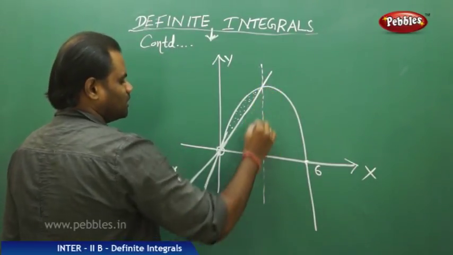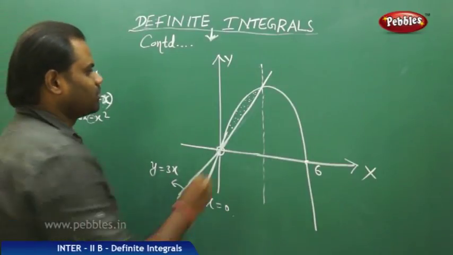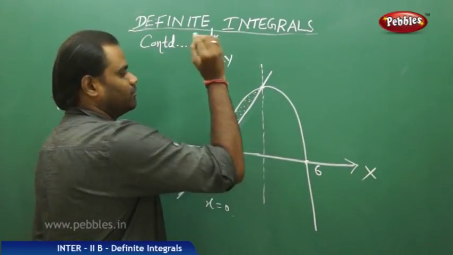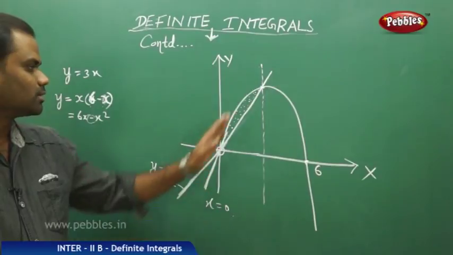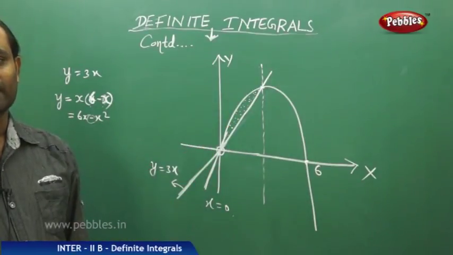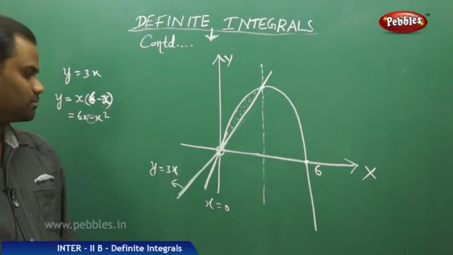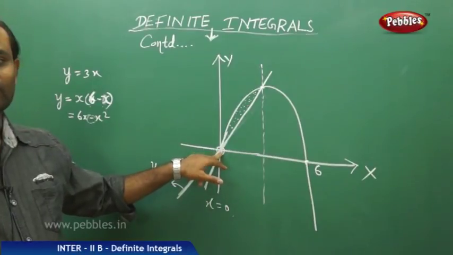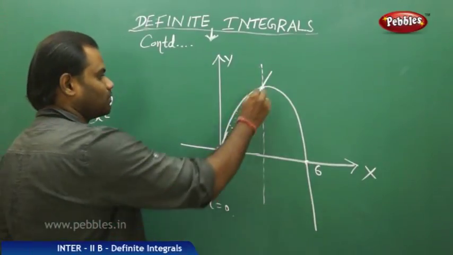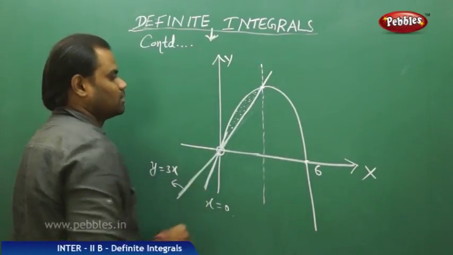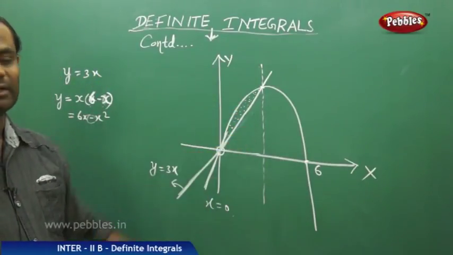here. But in order to find the right bound, I need to find the point of intersection, which I'm going to find using the line and the curve. So let's find the point of intersection, because this point of intersection is already known as origin, and this point of intersection we need to find by solving the curve and the line.